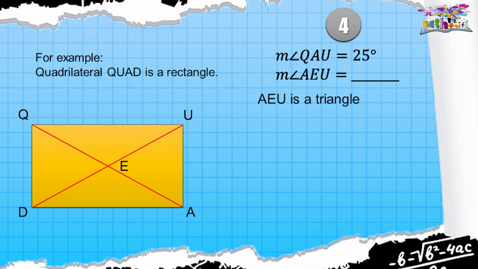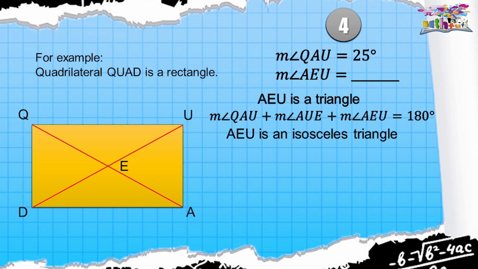Recall that the sum of the interior angles of a triangle is equal to 180 degrees. Then, we will have, since AE and UE are parts of the bisecting diagonals of a rectangle which are congruent, we could say that triangle AEU is an isosceles triangle, or triangle with at least two sides congruent. In our case, AE and UE are the congruent sides of triangle AEU.